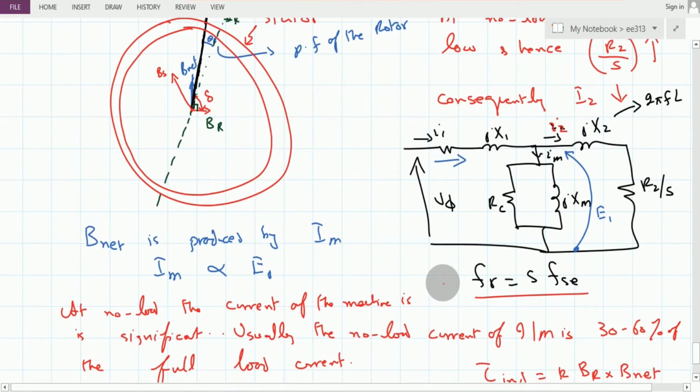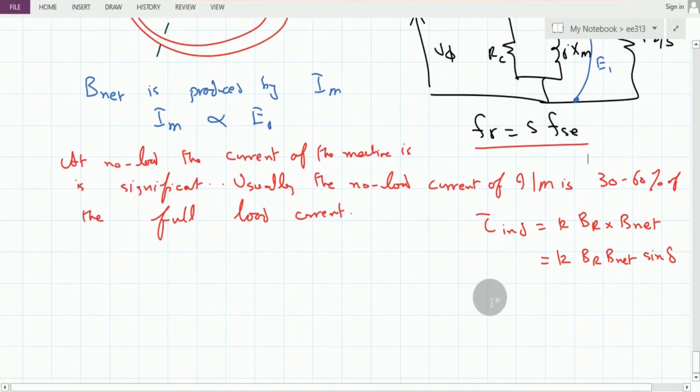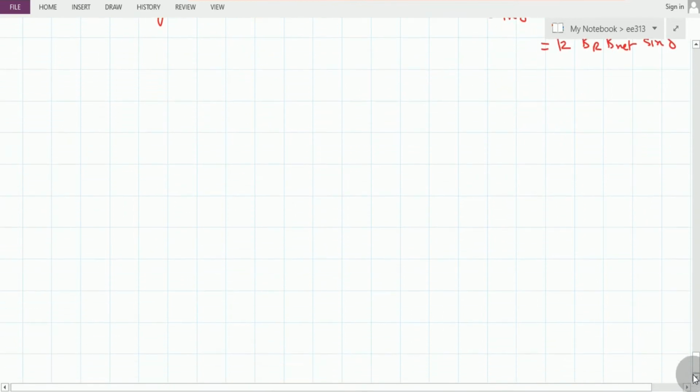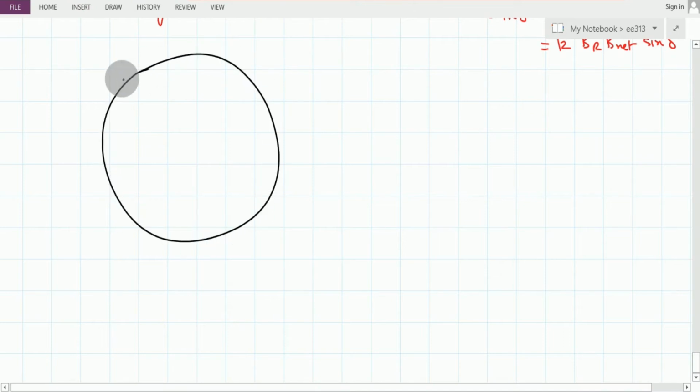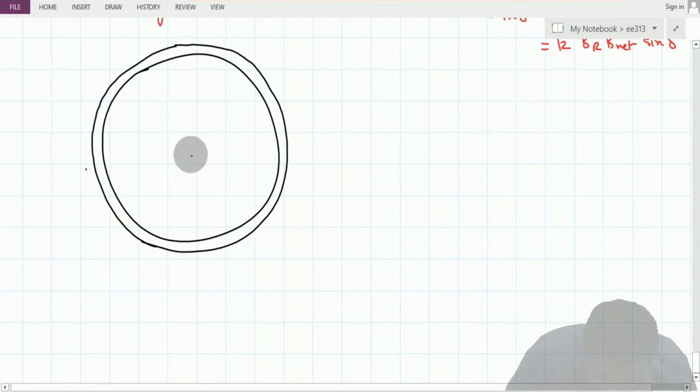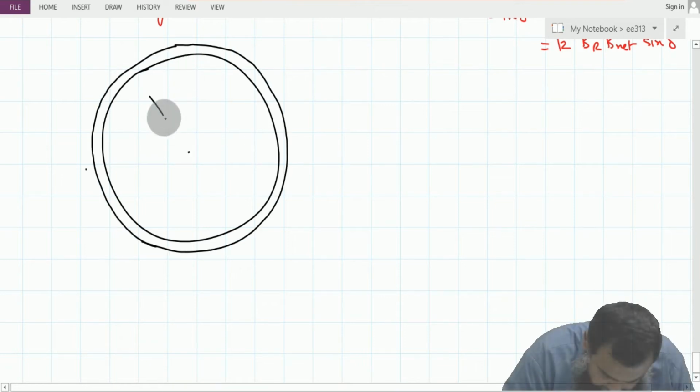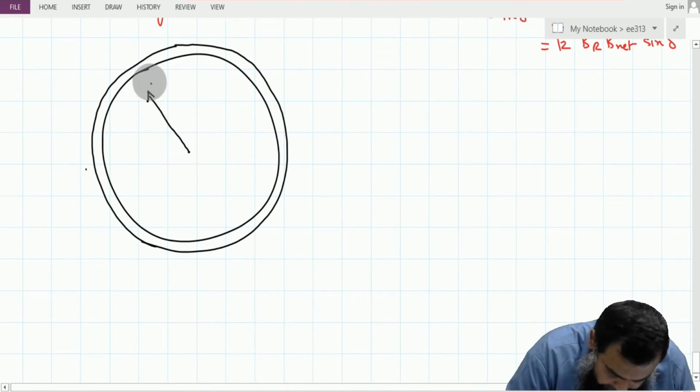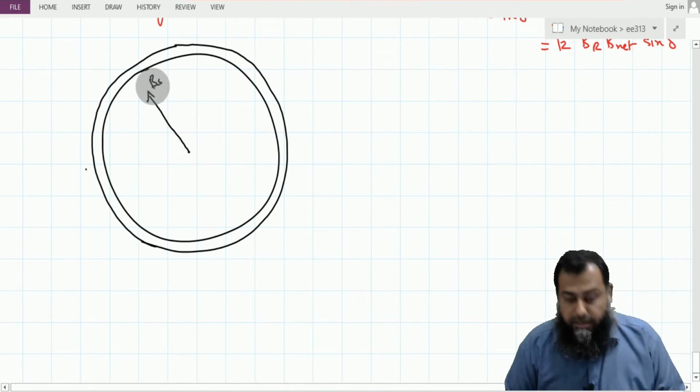Now to summarize this and to understand it further, let us draw this type of diagram again, and understand how the load on the induction motor actually varies the induced torque in a given machine. So let me again draw the stator circuit here. In this stator circuit, let us say this is the BS, which is the stator magnetic field.